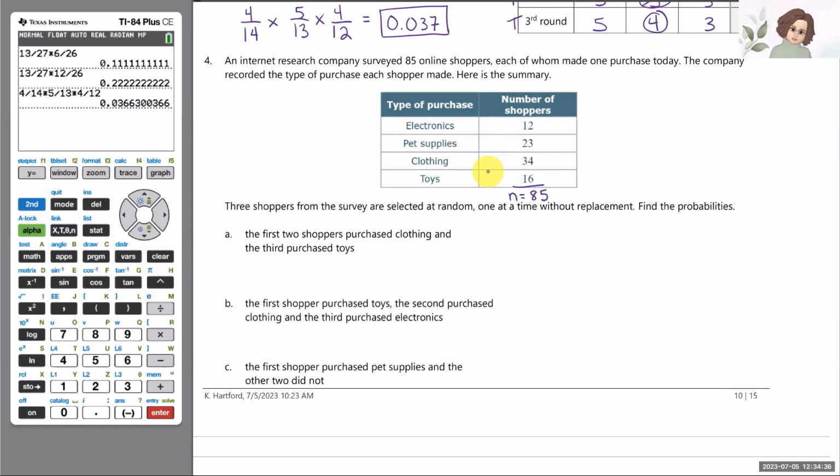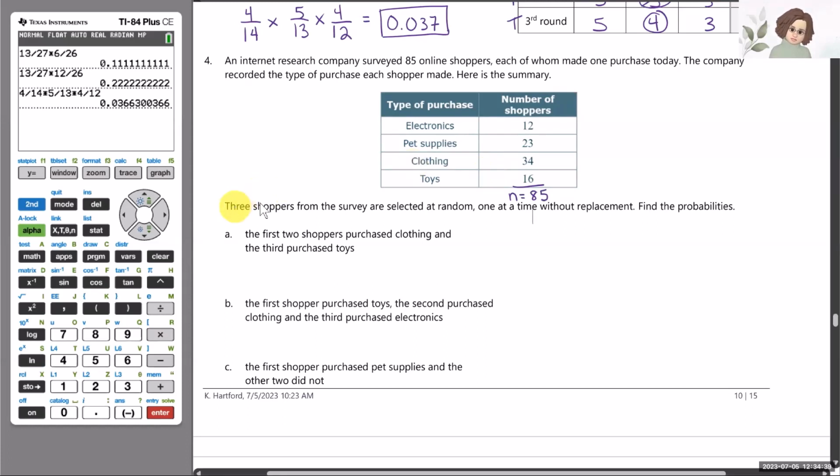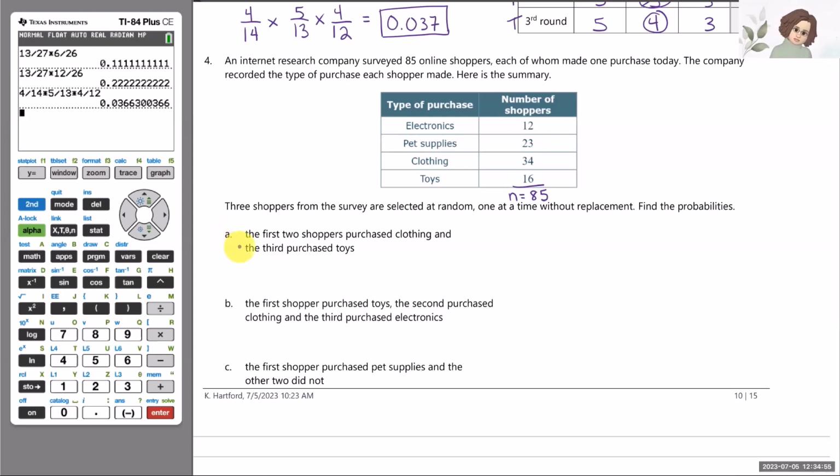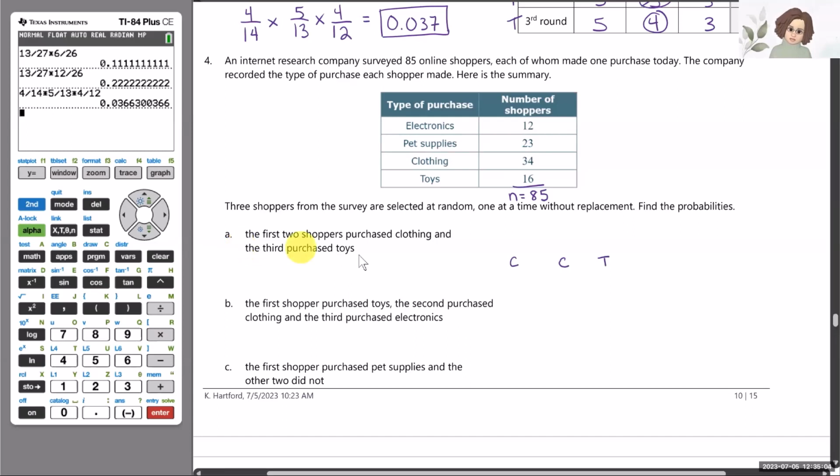And then we'll pick a shopper at random, actually 3 shoppers at random, 1 at a time without replacement. And we'll find the probability that the first 2 shoppers purchased clothing and the third purchased toys. All right, so what I'm going to do here, just for shorthand, is write clothing, toys, and then just do the substitutions. So the probability that the first person I picked bought clothing, 34 out of 85.